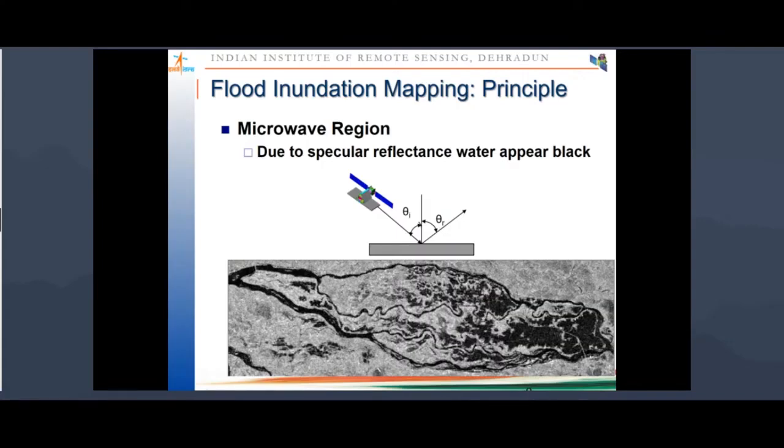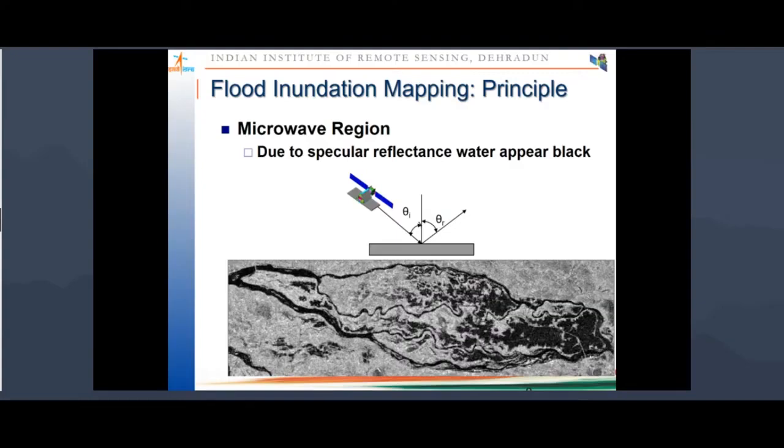Why does a flood come? Flood comes because of heavy rain. From where does heavy rain come? It comes from the cloud. So there is a possibility that whenever there is a flood, there will be a cloud. So optical data will not work. It will not penetrate. So we should have microwave data.